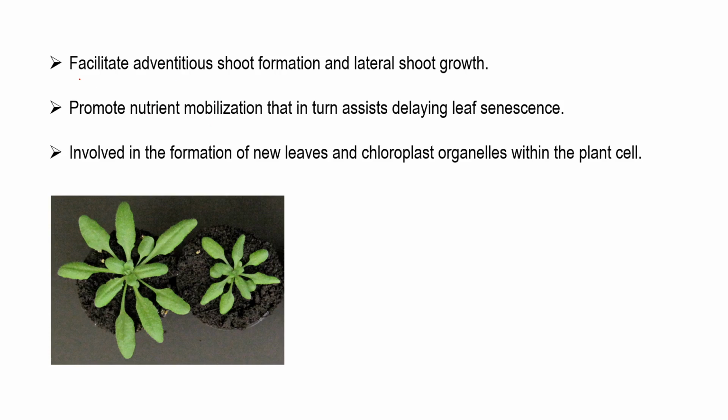Okay. Now let's talk about other important functions of cytokinin. As you see, it also facilitates adventitious shoot formation and lateral shoot growth, which I have just mentioned you. It promotes nutrient mobilization that in turn assists in delaying leaf senescence. Okay, means if the nutrient mobilization occurs in a proper order, definitely it will help in delaying leaf aging. Clear? It is also involved in the formation of new leaves and chloroplast, which I mentioned in the beginning, right? So these are the important functions of cytokinin.